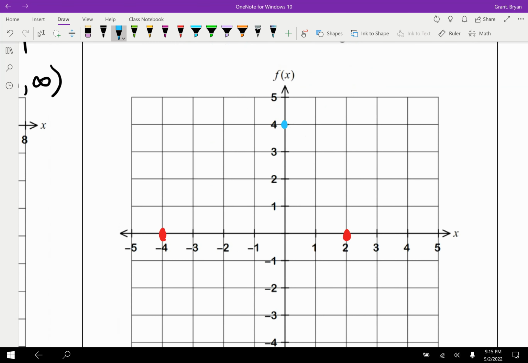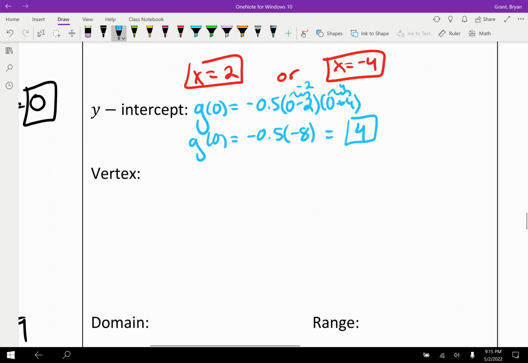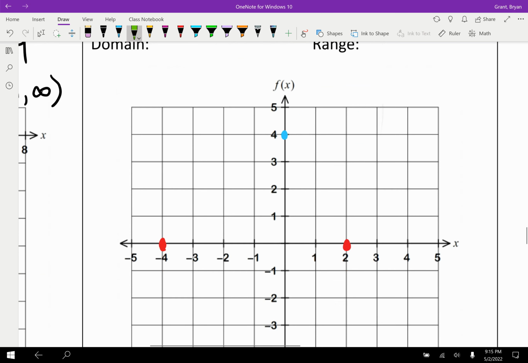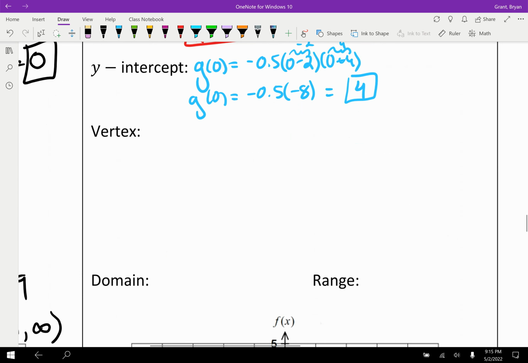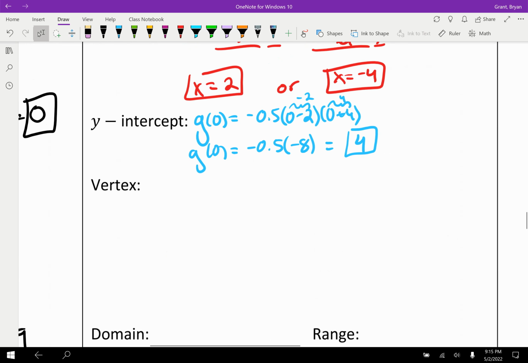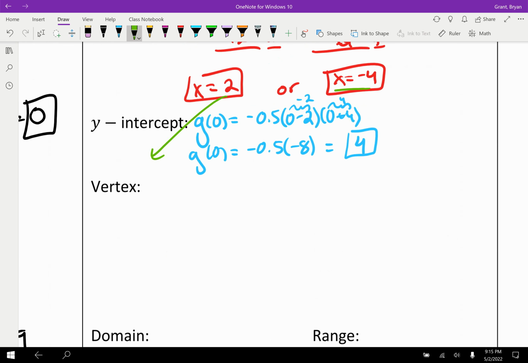Positive 4, that's up here. Okay? Vertex time. This is what I was trying to get to before. Now, let's say you are looking at this and you're like, oh my gosh, I can't count to find what's in between the two. Well, let's show the other way to do that, right? You would take your two x-intercepts, which are 2 and negative 4, and you would add those together and divide by 2. This will be my h. Negative 2 over 2 is negative 1.